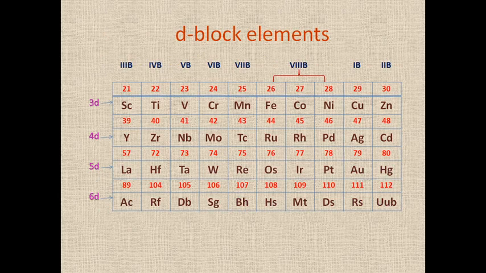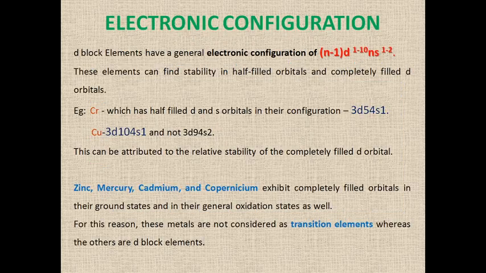These are the D block elements which vary from 3B to 2B. That means this is the 3B series, this is the 4B series, this is the 5B series, 6B, 7B, and these 3 rows are 8B, 1B, 2B. And from scandium to zinc, these are the 3D series elements. From yttrium to cadmium, these are the 4D series. And from lanthanum to mercury, these are the 5D series. And the 6D series contains actinides and some other new elements.